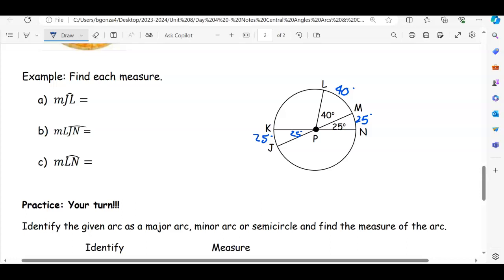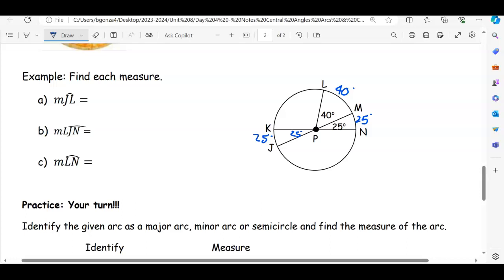Ready? Isn't KN a diameter? Straight across. K to N all the way across goes through the center. It's a straight line. How many degrees is a straight line? 180 degrees, right? So a straight line is 180. What do I do with this 25 to figure out the other piece? Not divide. Subtract, okay? I take the 180 straight line, subtract the 25, and that'll give me the other piece, okay?